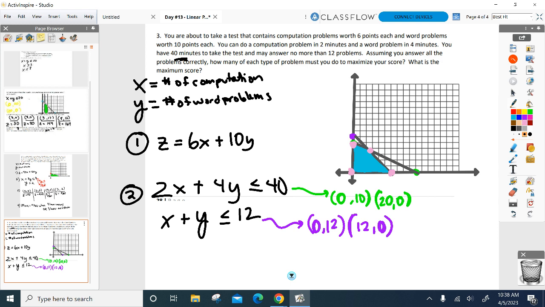Another one of these, right, where 3 out of the 4 are pretty easy. The fourth one, though, remember, it's got to add to 12. X and Y have to add to 12. 2 times your X and 4 times your Y have to add to 40.